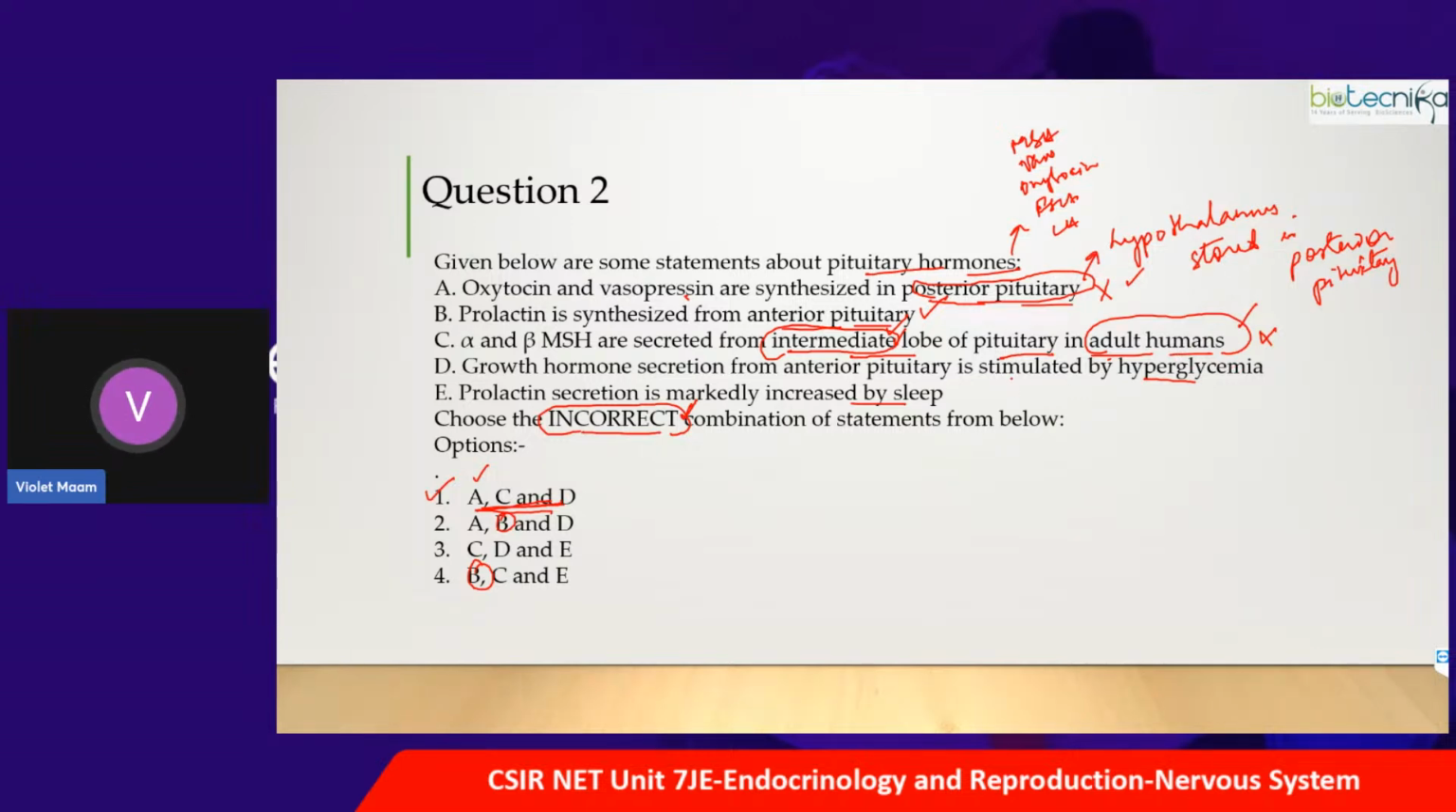Now, D, growth hormone secretion from anterior pituitary is stimulated by hyperglycemia. Will it be influenced by the involvement of glucose? No, right? Hyperglycemia means more glucose in the body. Will it stimulate growth hormone secretion? No. So this is again an incorrect statement. So the right answer over here is option 1, A, C, and D.